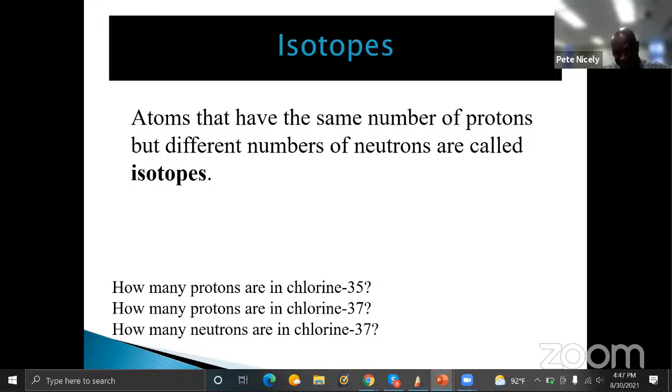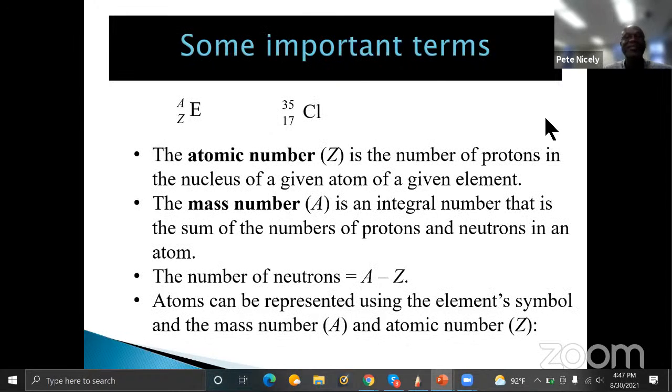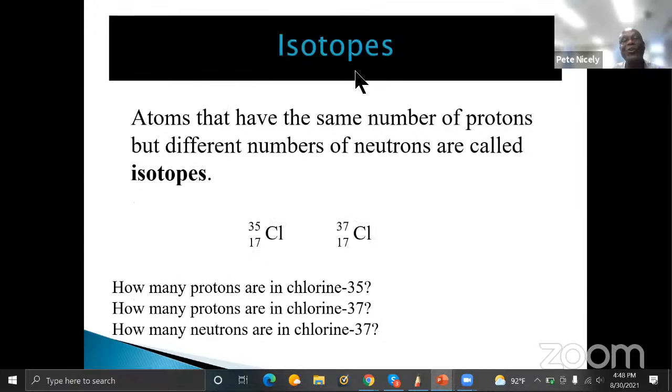Let me go back to this here and say that in a neutral atom, the number of protons and the number of electrons are the same. So in the case of chlorine, not only do we know that we have 17 protons, but we have also 17 electrons, all right? Okay, isotopes, very important term that you need to be aware of.